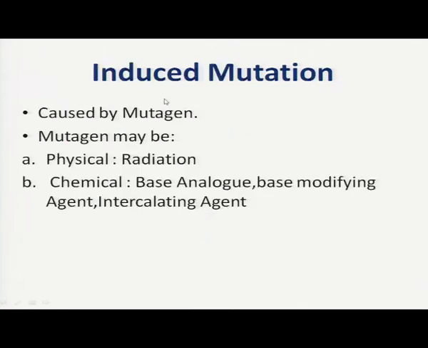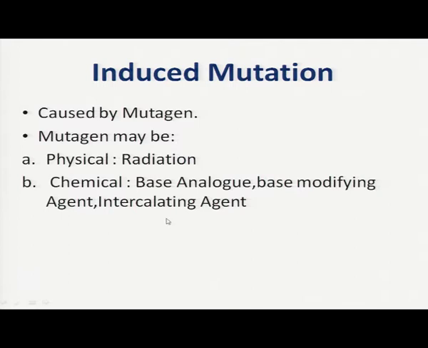Now, induced mutation. As we learned earlier, induced mutation is caused by certain external factors, and those factors are called mutagens. A mutagen may be physical, like radiation; UV rays and X-rays are common examples of radiation which cause mutation. A mutagen may also be chemical. In the case of chemicals, there are many examples. One is base analog, base modifying agent and intercalating agent.